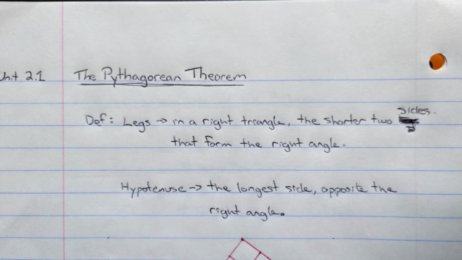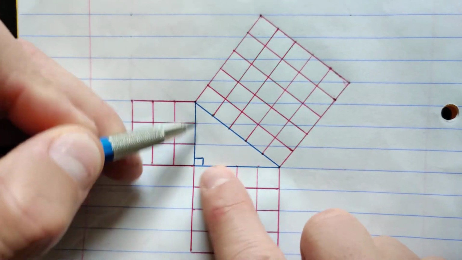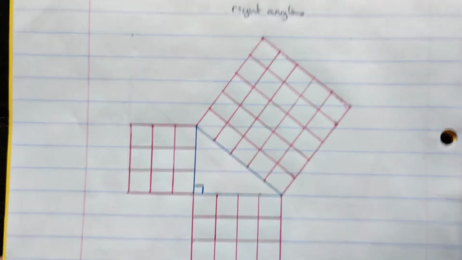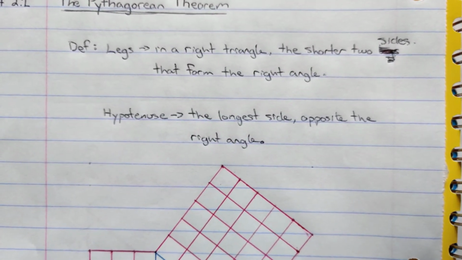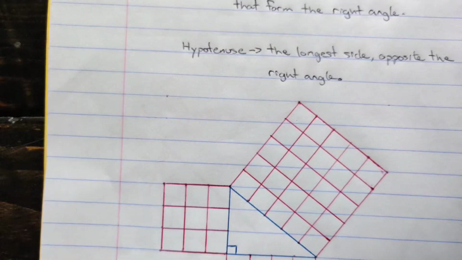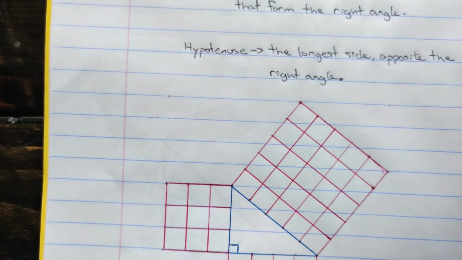So some definitions. Legs. When we use the term legs, we're referring to a right-angled triangle. They're the two shorter sides that form the right angle. So in this triangle here, these two shorter sides are the legs. They form the right angle. The hypotenuse is the longest side of the triangle, always will be the longest side of the triangle, and is opposite the right angle. So it's the side that does not touch that right angle. That's the opposite side here.